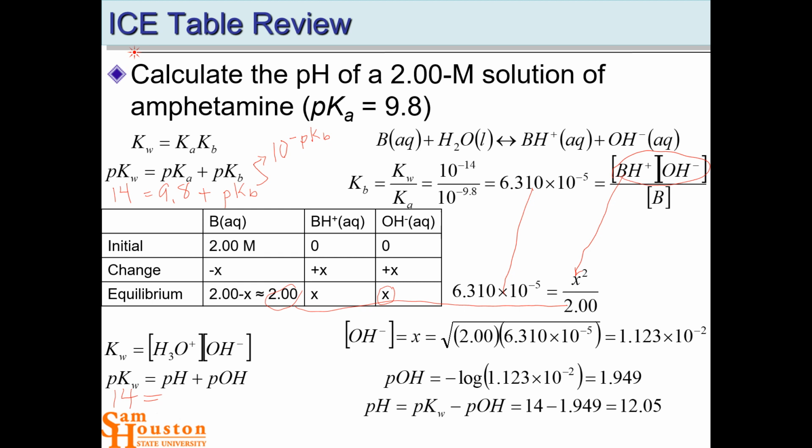So don't sit there and look and say, oh, I got one of the numbers, therefore I'm right. You've got to know what you're calculating. Okay. And so that's the pOH, not the pH. So I subtract that from 14 and get 12.05. That will also be an answer. And that's the right answer.